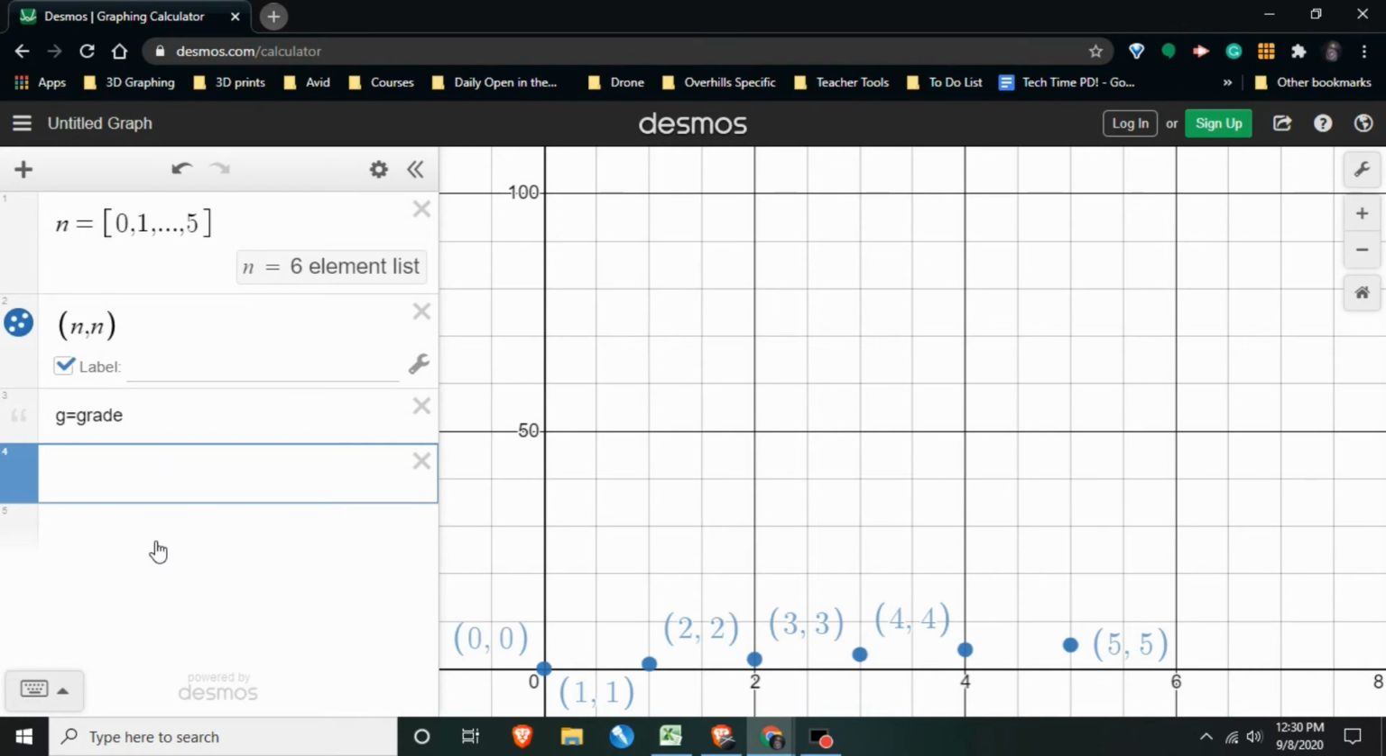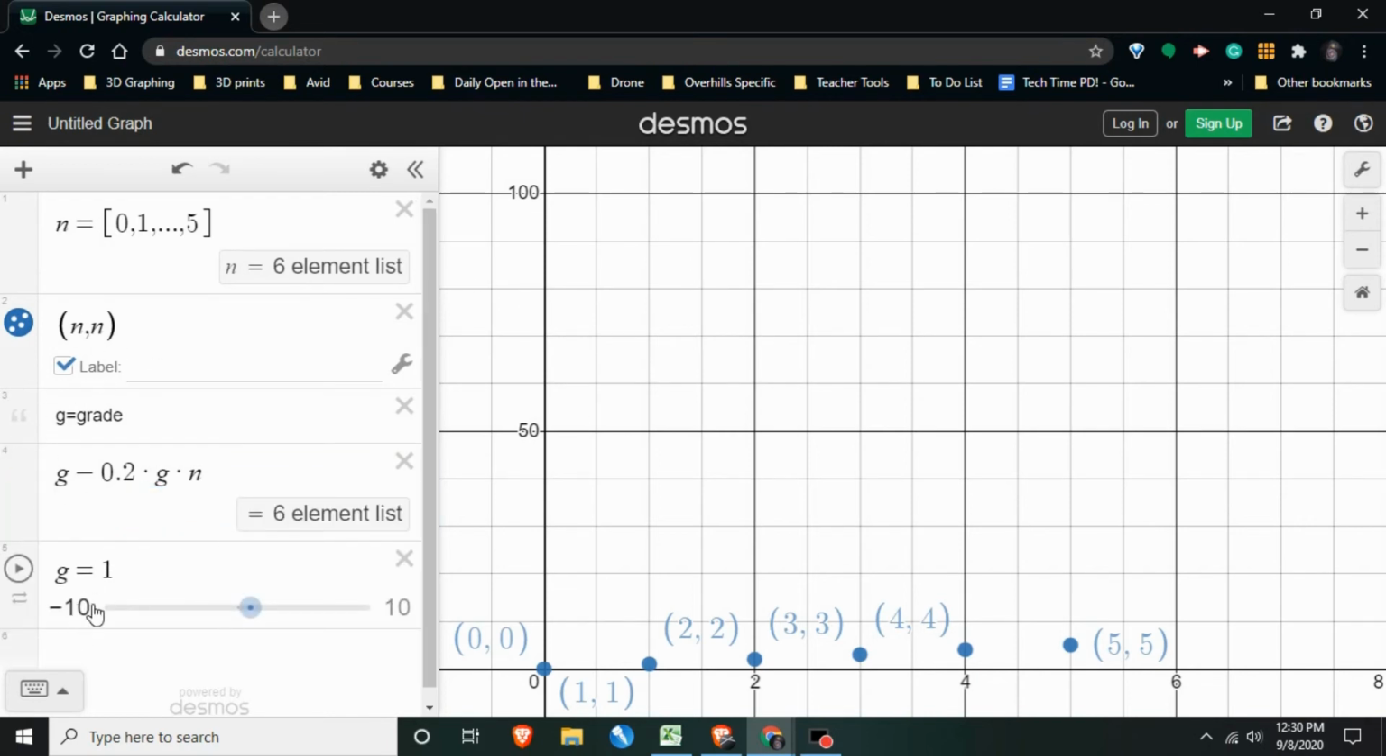My grade, for whatever it is, I'm going to take 20%, which is 0.2 written as a decimal. I'm going to take 20% of the original grade, and I'm going to subtract that, and I'm going to do this for each day. So now I'm going to multiply it by n.